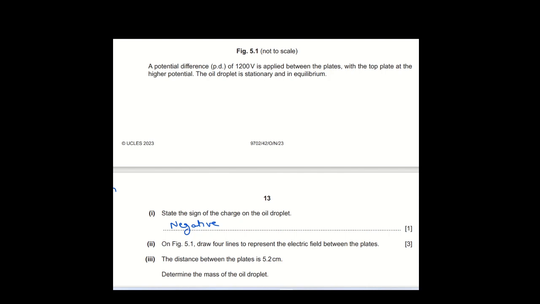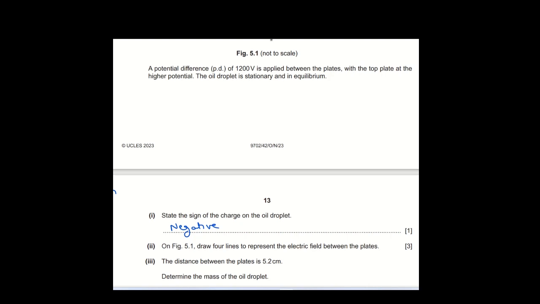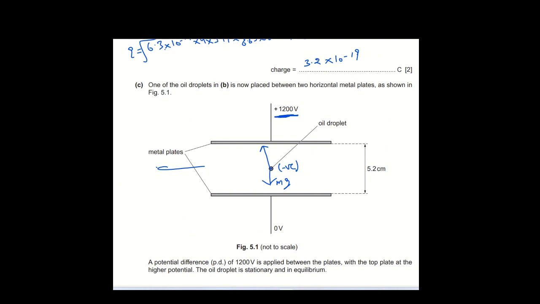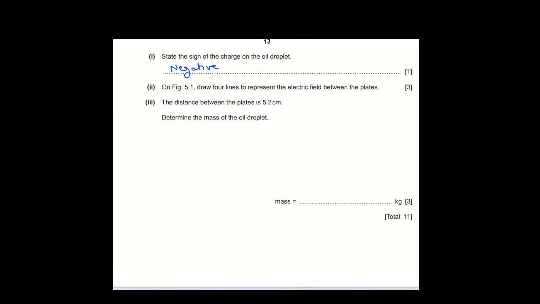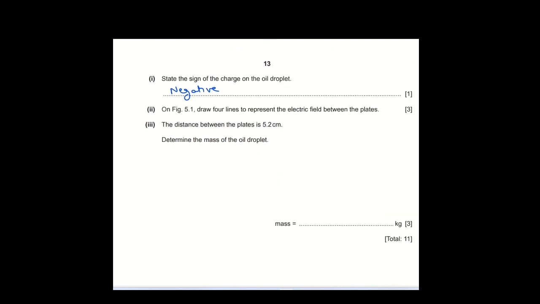Now second question, draw 4 lines to represent electric field. So this question is very simple. You will draw field lines, 4 field lines, 1, 2, 3, 4. From positive to negative you will draw, and it is very important to draw the arrow to show the direction of electric field. Now the distance between the plates is 5.2. Determine the mass of the oil droplet.